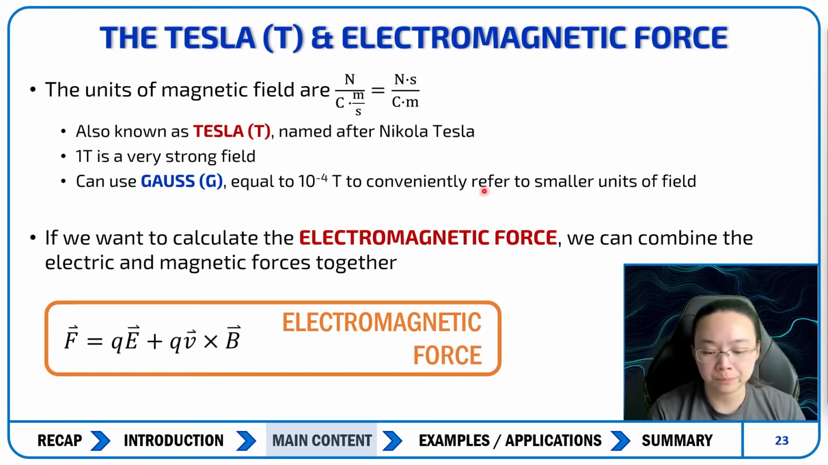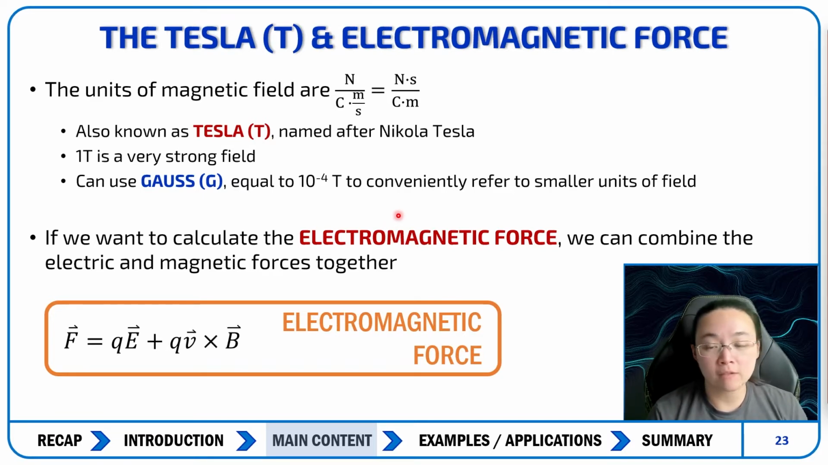When we're using Gauss, just keep in mind, if you're doing a comparison between Gauss and Tesla, any application that uses Gauss will usually have a lower magnitude of magnetic fields. If you're using an application with a large quantity of magnetic fields, like an MRI machine, then you're going to be using Tesla, and that's a very, very strong magnetic field.